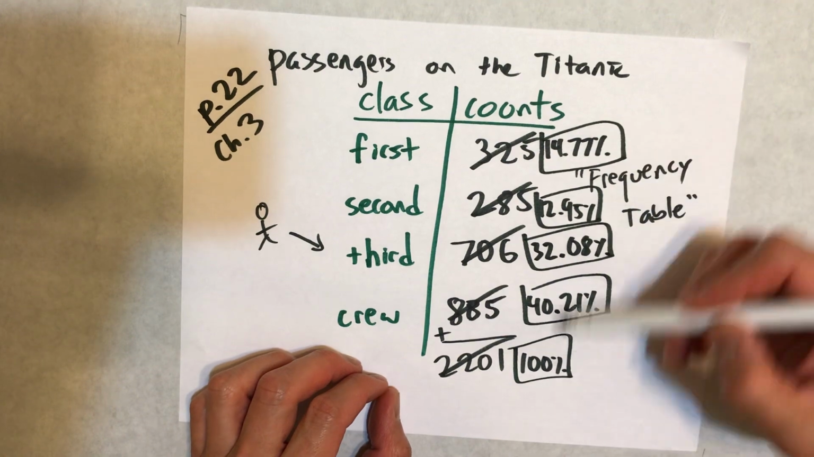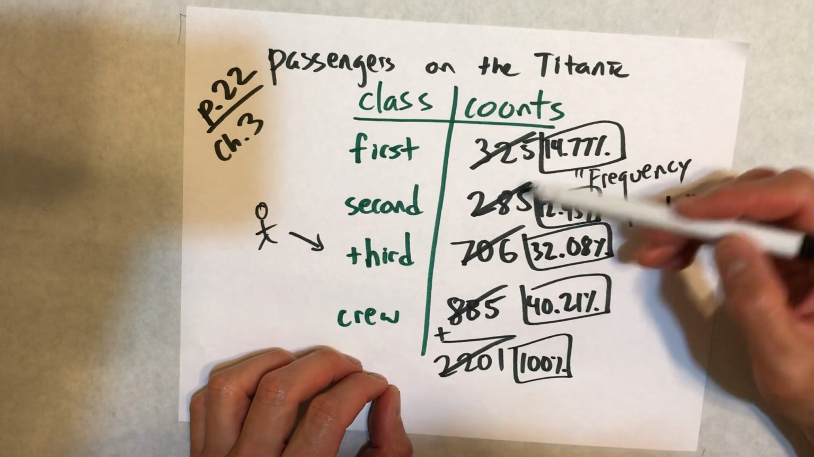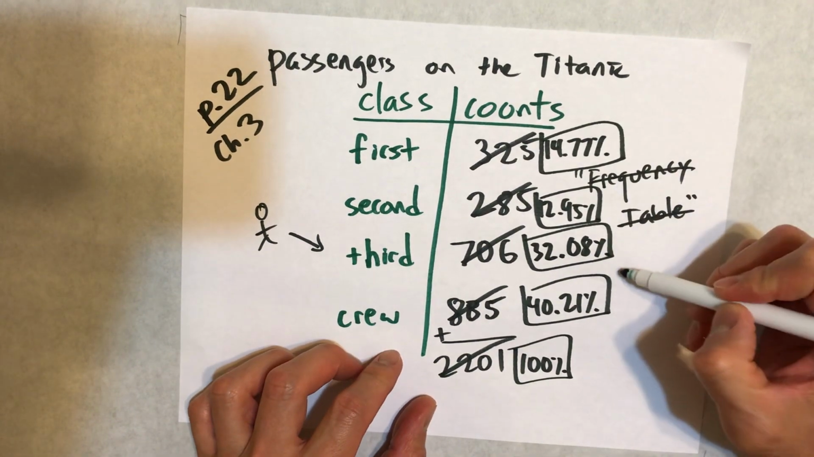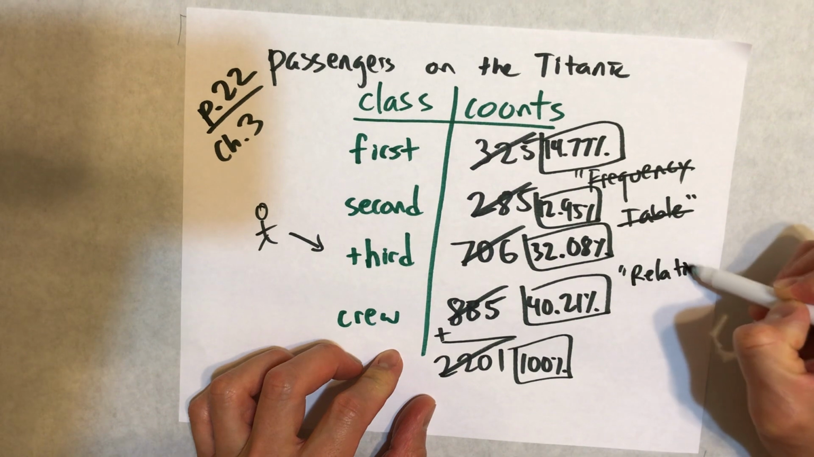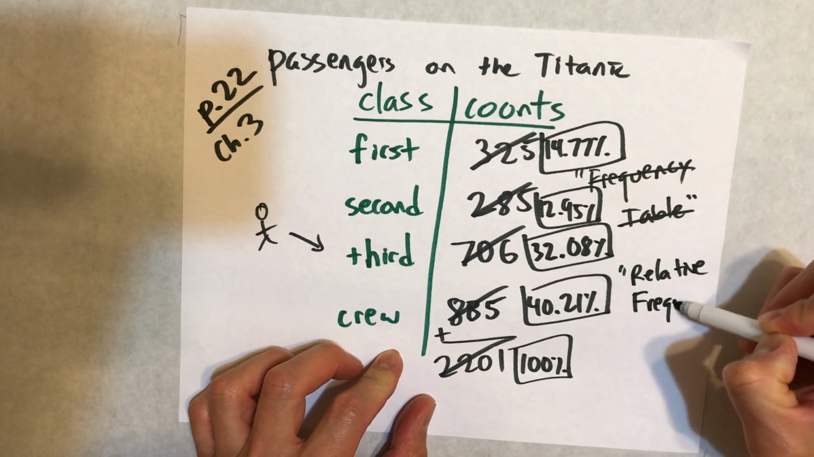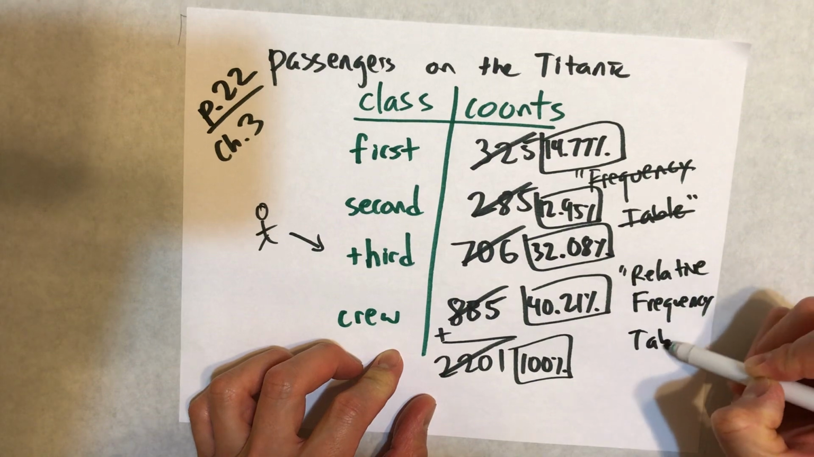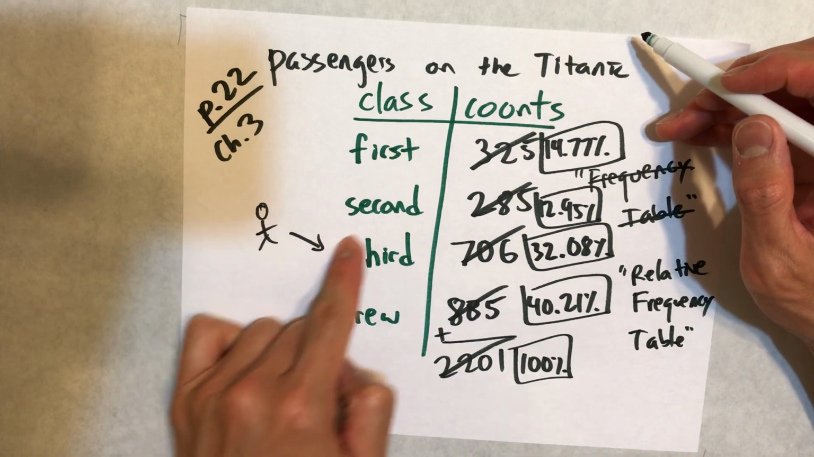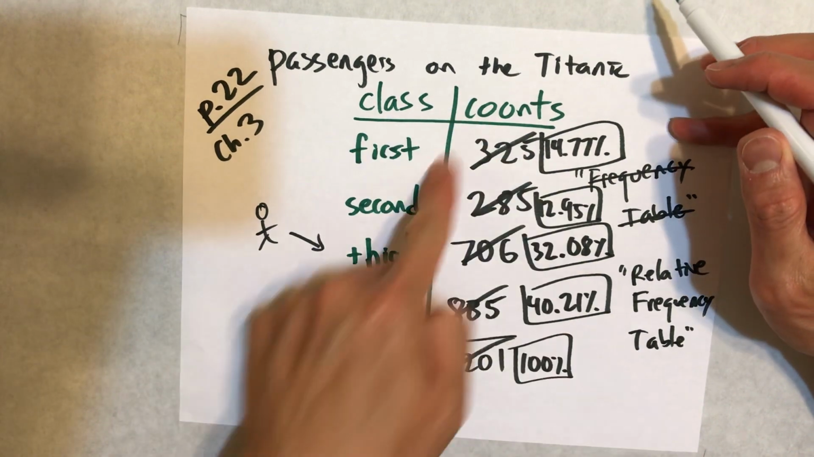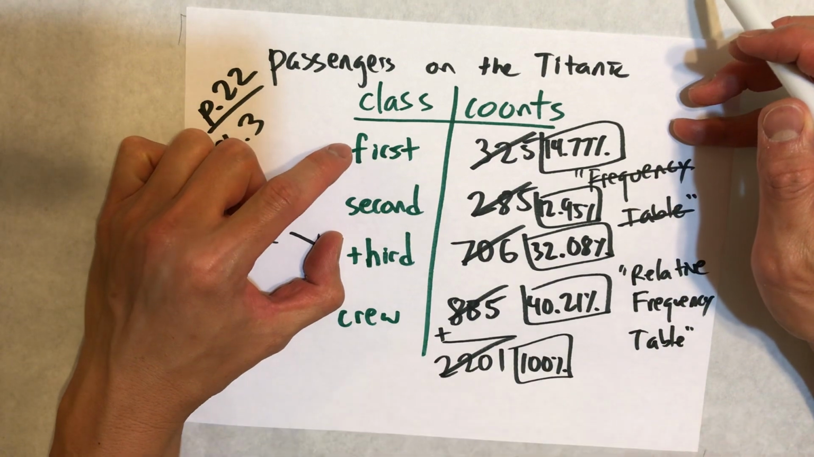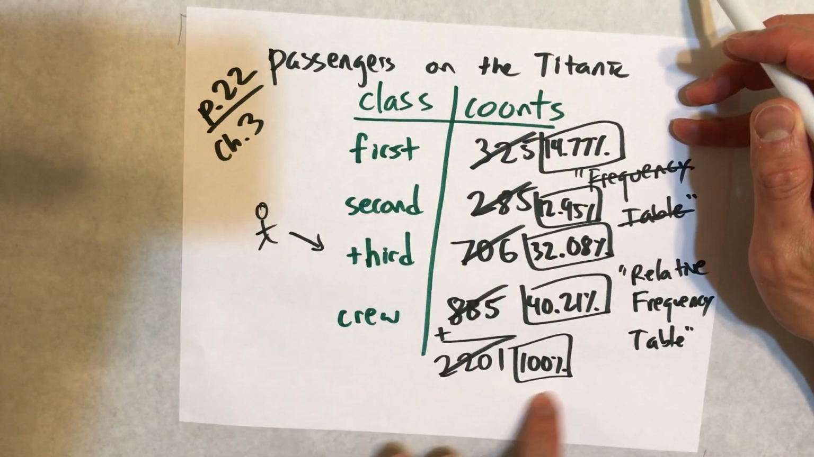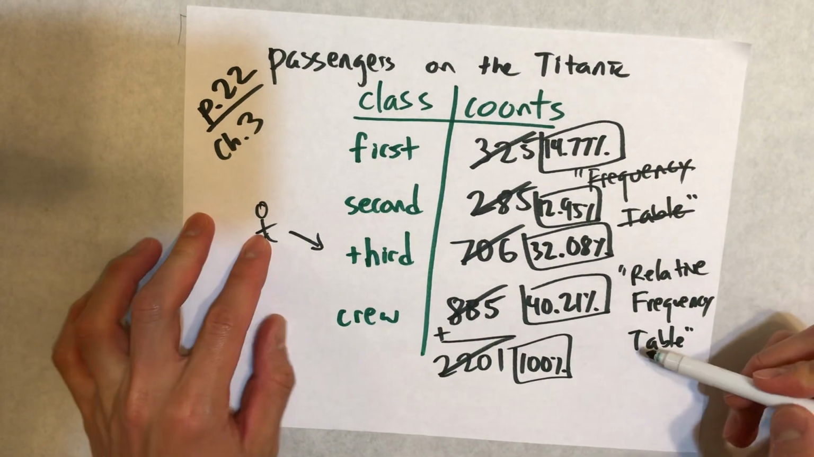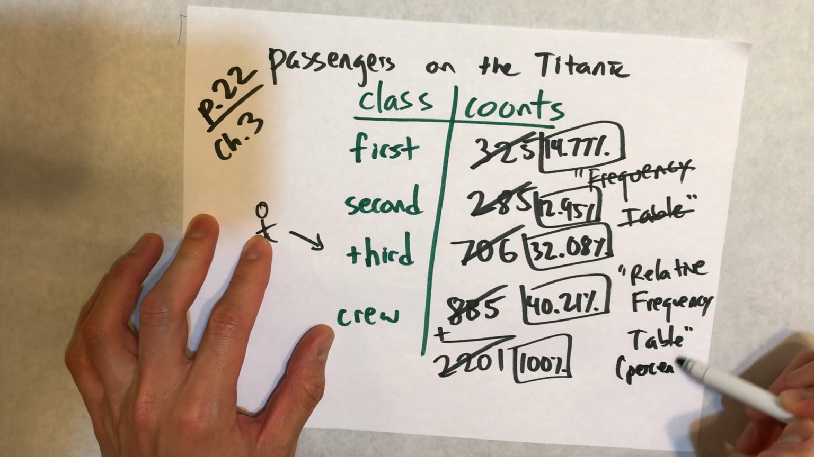Okay, so if we change it from counts to percentages, this is now called a relative frequency table, because we want to know what percentage of passengers were third class relative to the total. What percentage of the passengers were first class relative to the entire total. Okay? So in a nutshell, relative deals with percents.